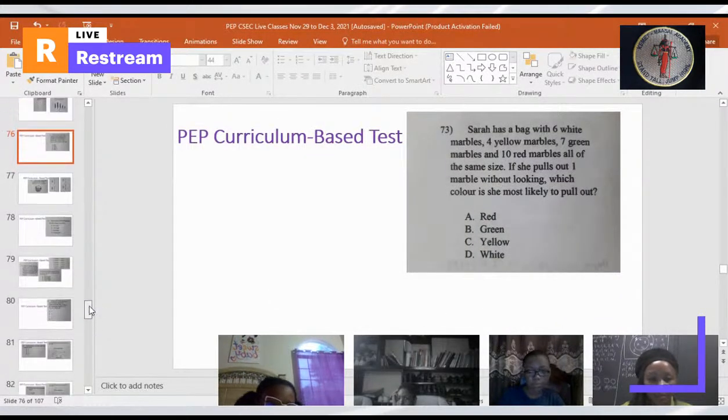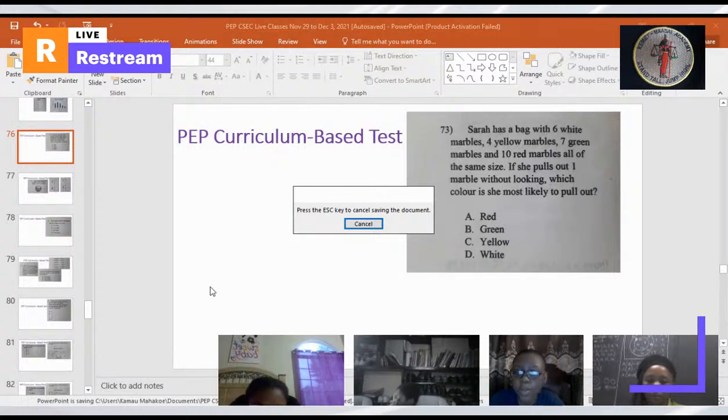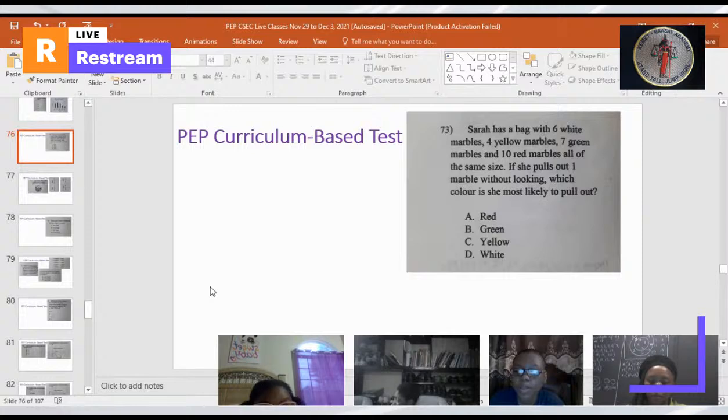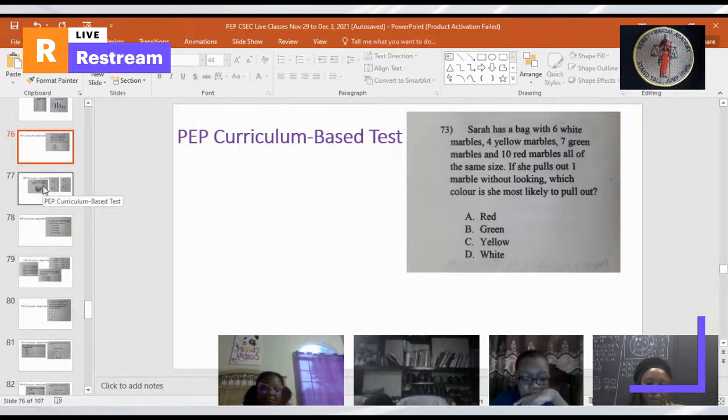Antoine, can you read number 73, please? Okay, Miss. Number 73. Sarah has a bag with 6 white marbles, 4 yellow marbles, 7 green marbles, and 10 red marbles, all of the same size. If she pulls out one marble without looking, which color is she most likely to pull out? I say A, red, because red is the most marbles. And that is correct. So the more things there are, the more likely she is to pull that thing, right? Yes, Miss.